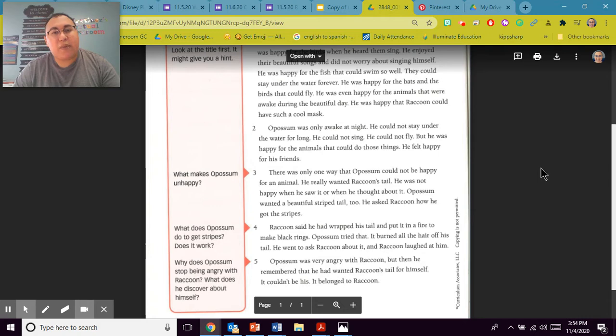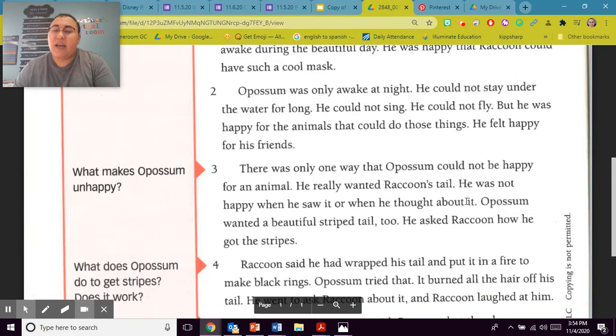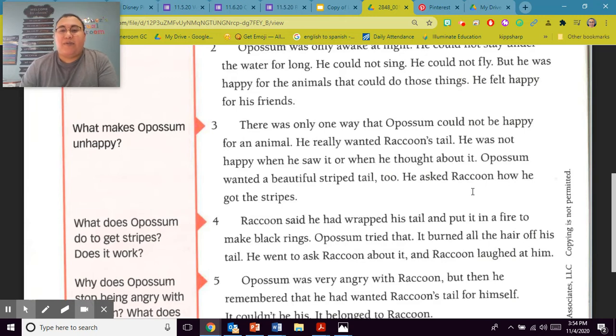He was happy that Raccoon could have such a cool mask. Possum was only awake at night. He could not stay under the water for long. He could not sing. He could not fly, but he was happy for the animals that could do those things. He felt happy for his friends. There was only one thing that Possum could not be happy for an animal about. He really wanted Raccoon's tail. He was not happy when he saw it or when he thought about it.